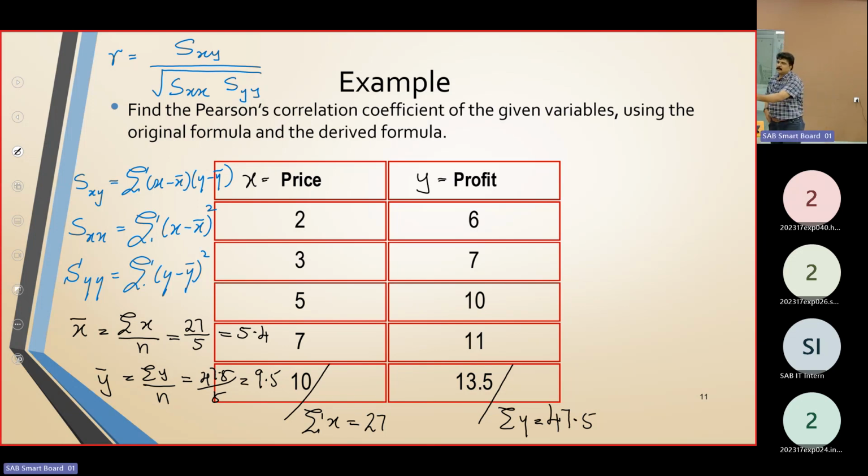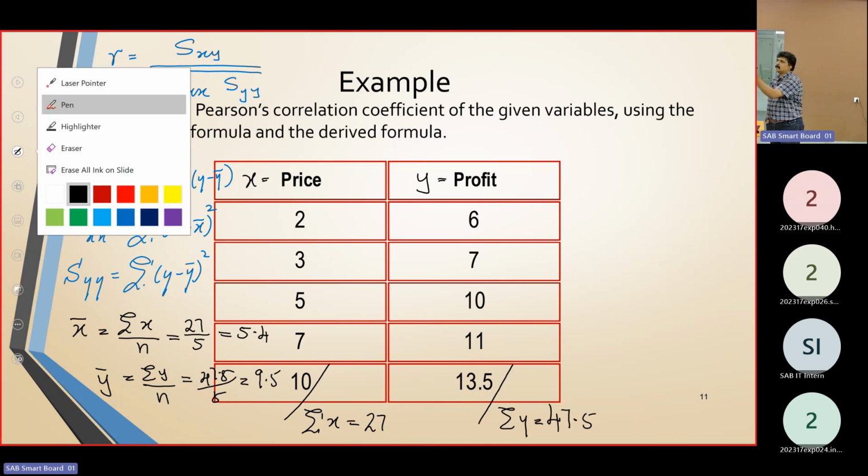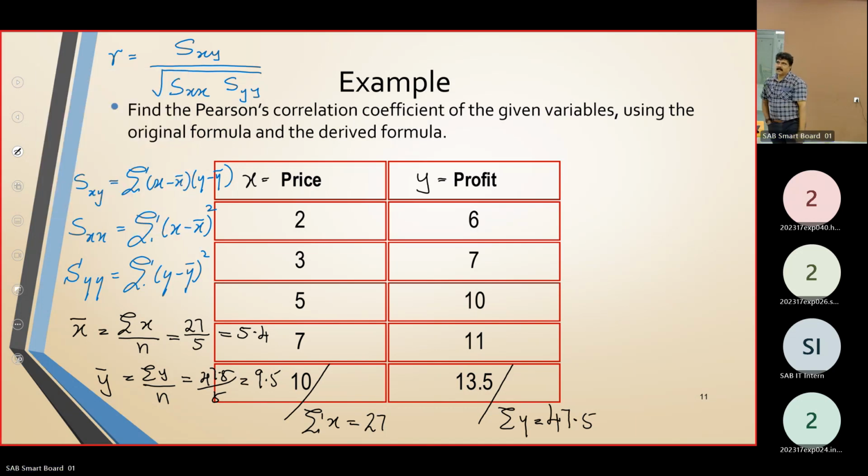So X bar, Y bar calculated. Now next we have to decide what are the columns we have to develop. Already we have X and Y. We need to get all these summed. Whatever the sigmas needed, the corresponding column we have to develop.